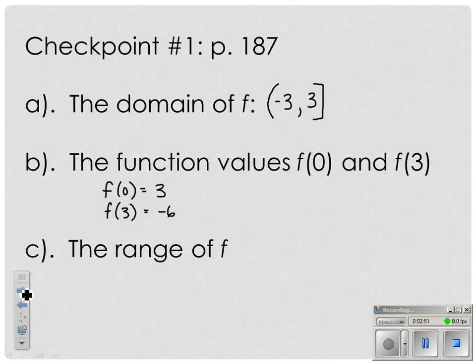Now look for the range of f. The range of our function, again, is going to be the range of our y values. Okay, so you're looking for your highest y value, you're looking for your lowest y value. Our y's go from -6 up to 3. And there we go.